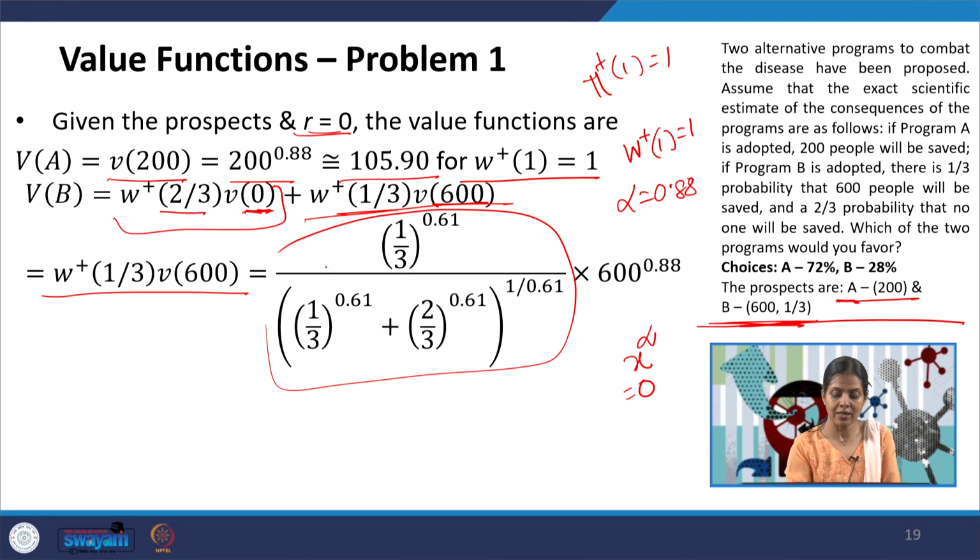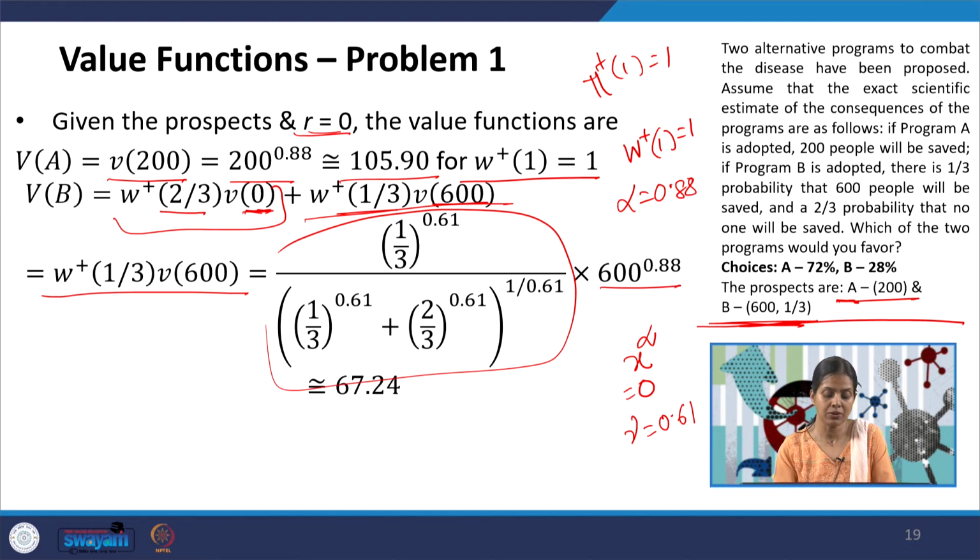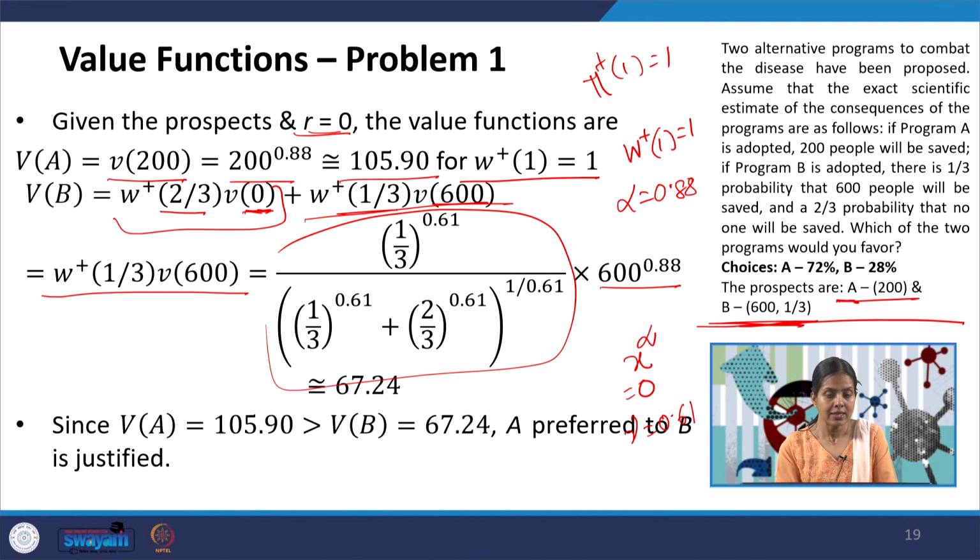W plus 1/3 can be written like this. Now, this is a gain frame, so we use the value of gamma, which is equal to 0.61, and this is the functional form of w plus multiplied by 600 raised to the power 0.88, and it gives us a value of approximately 67.24. Since V A, 105.90, is greater than V B, 67.24, A is preferred to B, and this preference is actually explained or justified by the functional forms suggested by cumulative prospect theory.